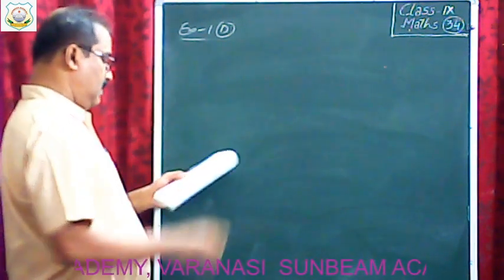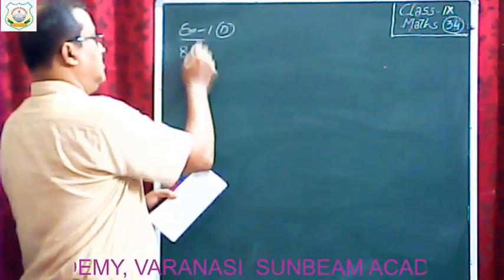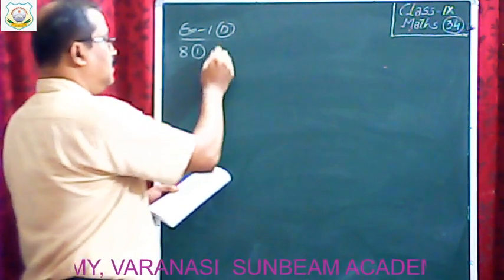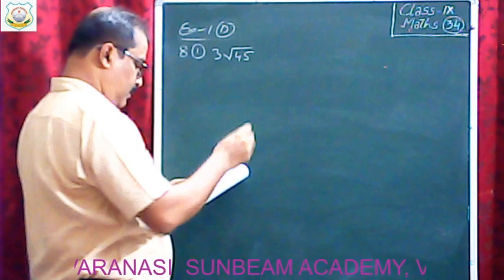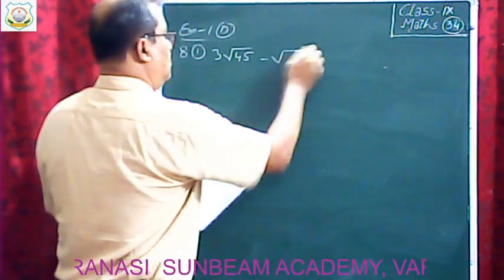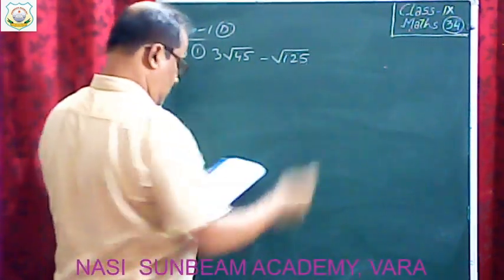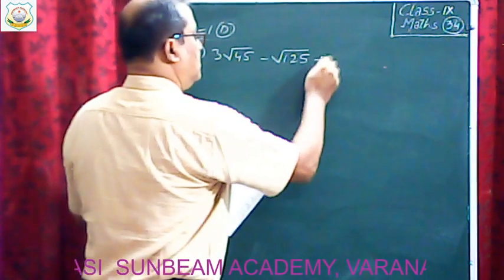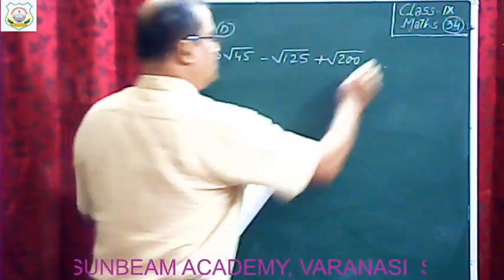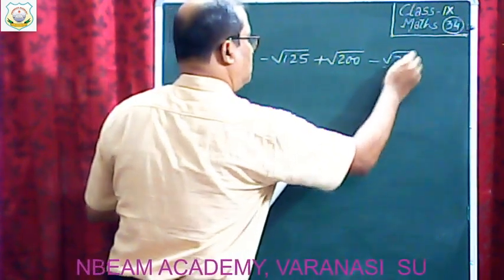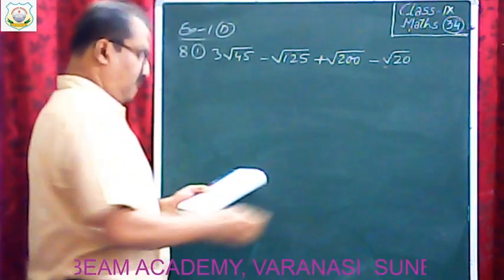Now simplify. Question number 8. First, 3 root 45 minus square root 125 plus square root 200 minus square root 50.